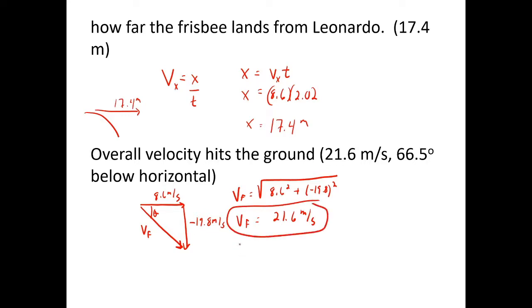Then the theta, we'll do an inverse tangent. The opposite is, and it doesn't matter whether it's negative or positive, we'll just deal with the direction in a couple seconds. The opposite is 19.8, the adjacent is 8.6. So that's about 2. And let's double check here. 66.5 degrees. And we say below the horizontal.